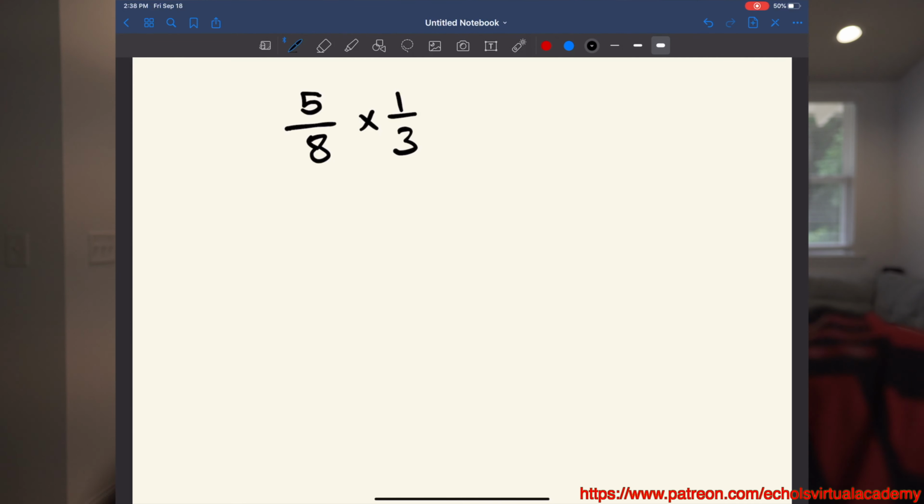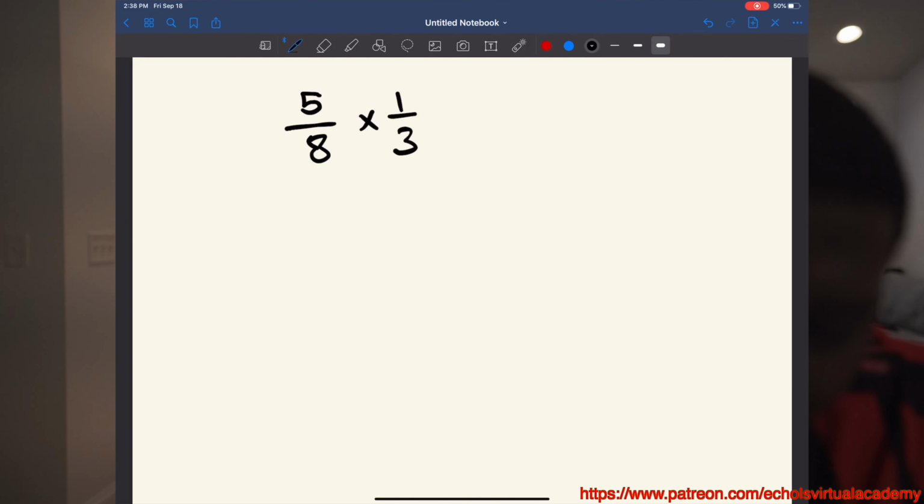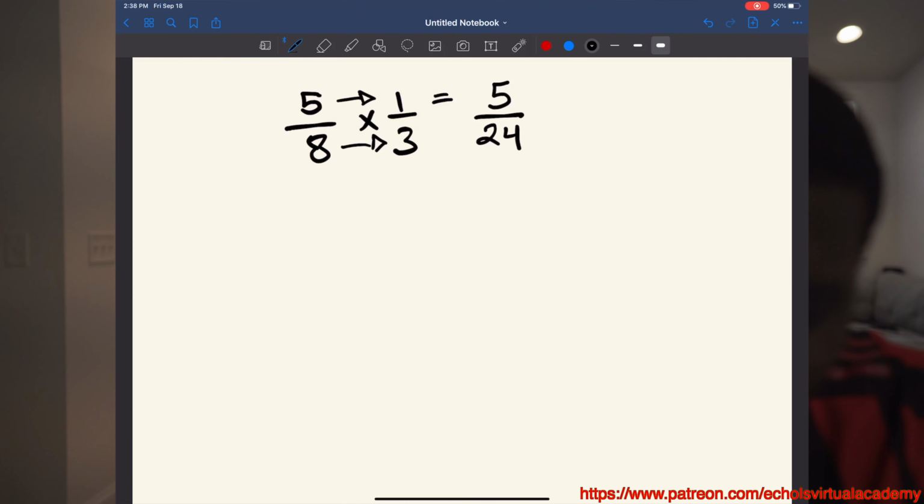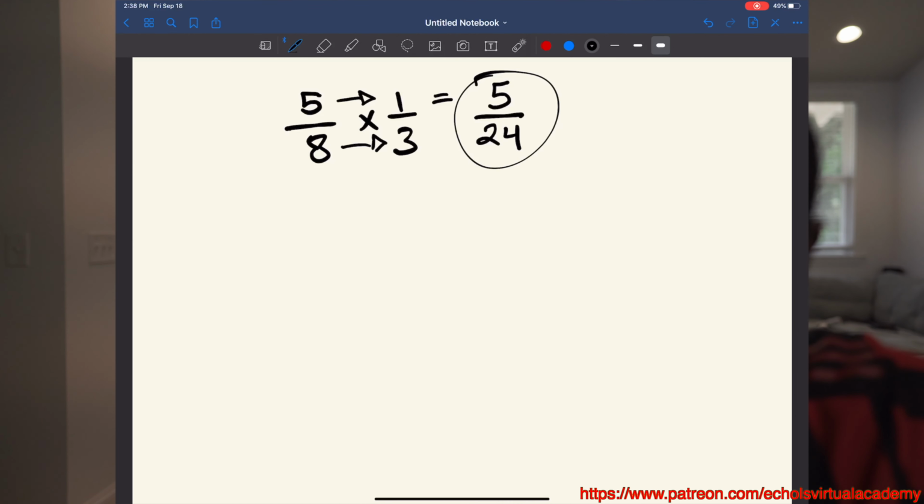So when you're looking at fractions, it's a very simple process. All you gotta do is what's called multiply across. Not cross multiply, but multiply across. Multiply the numerator by the other numerator. Multiply the denominator by the other denominator. So 5 times 1 is 5, and 8 times 3 is 24. So your answer to this problem is 5/24.